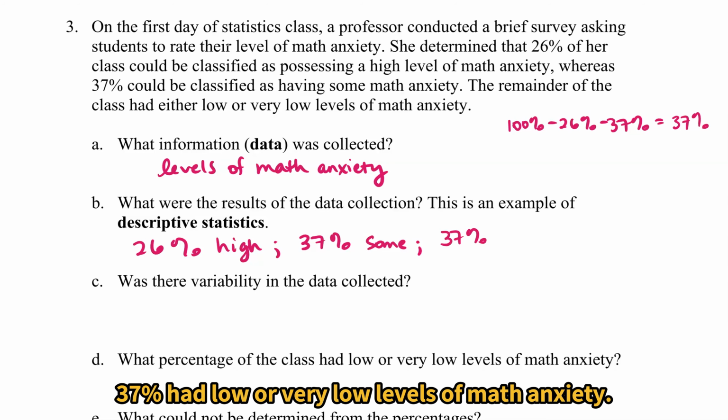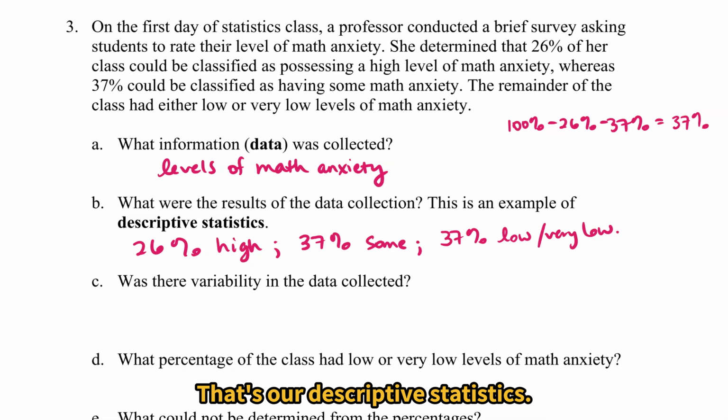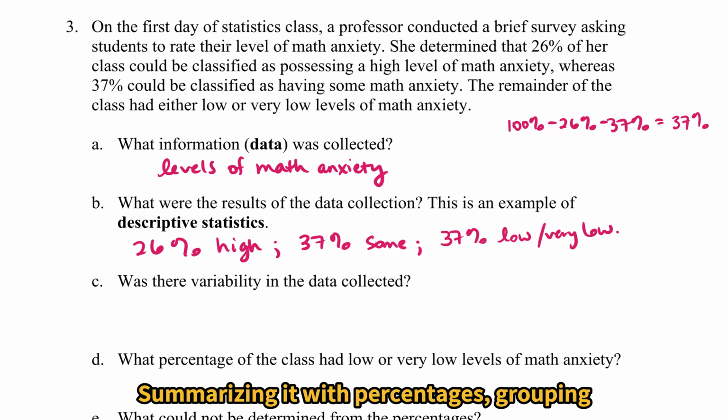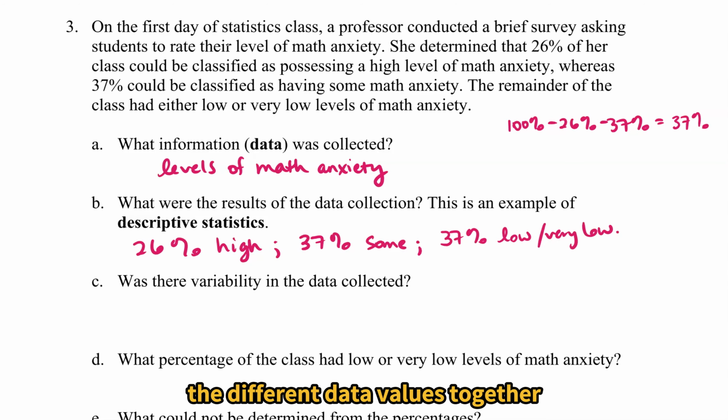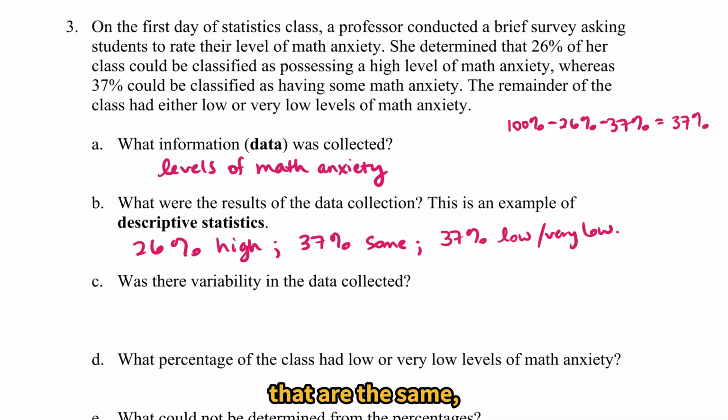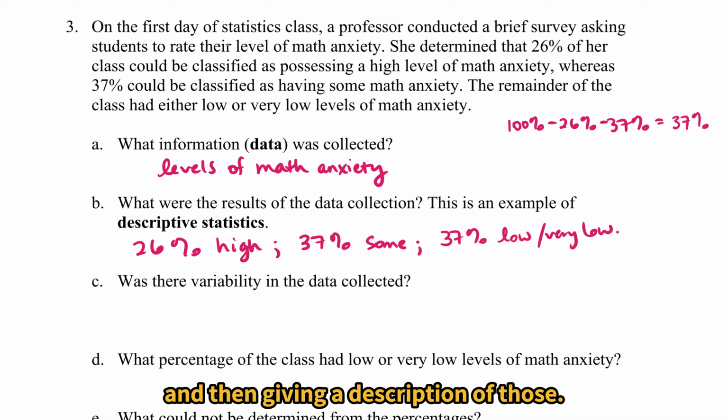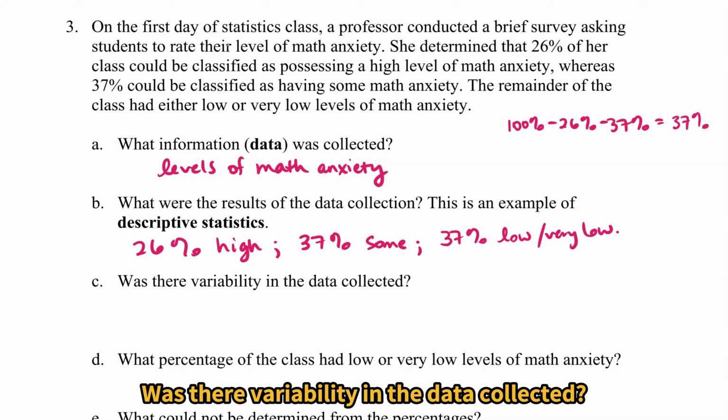37% had low or very low levels of math anxiety. That's our descriptive statistics. We've collected the data, the levels of math anxiety, and now we're summarizing it. Summarizing it with percentages, grouping the different data values together that are the same, and then giving a description of those. Was there variability in the data collected?